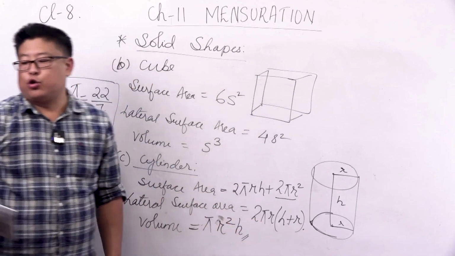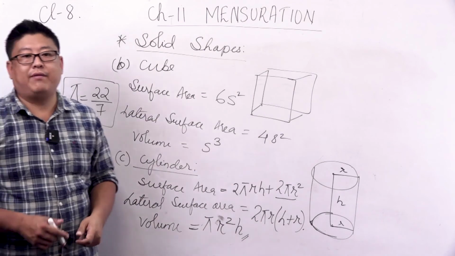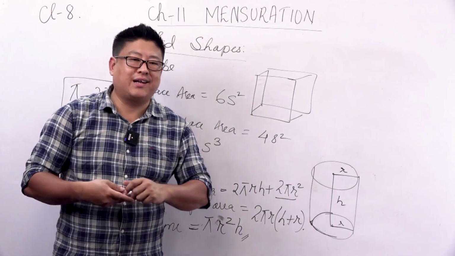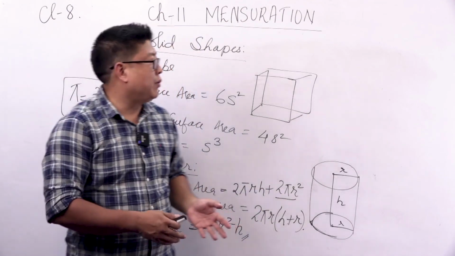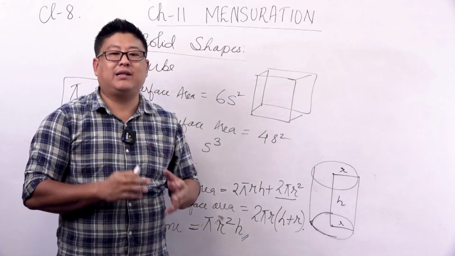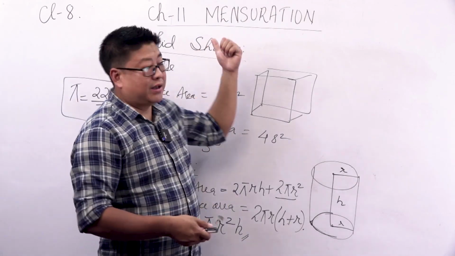All right, so with this, we come to the end of this introductory class for Chapter 11, Mensuration. We will continue in the next class with the different exercises, different types of problems, and we will try to solve as many different types as possible. So I'll see you next time in the next class. We will start with the exercises.